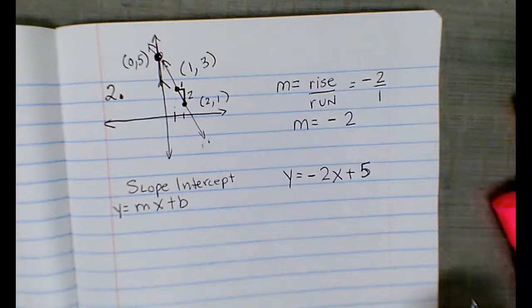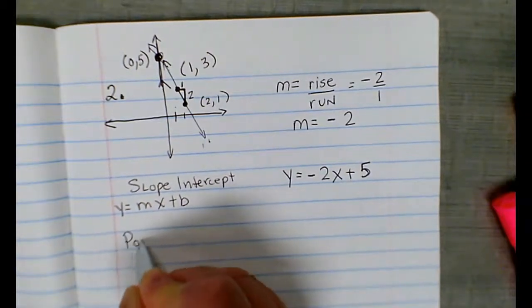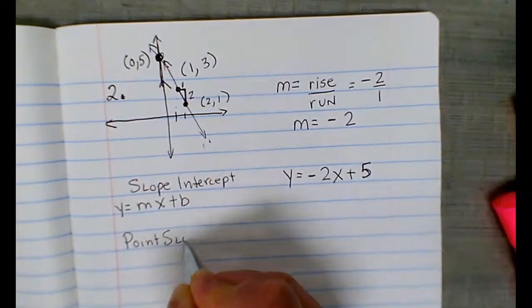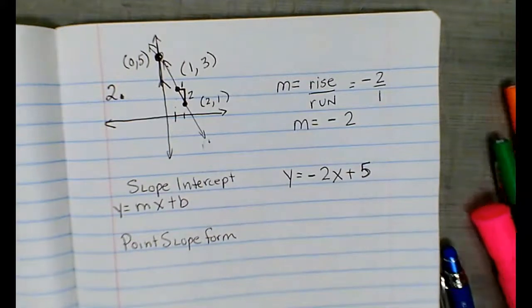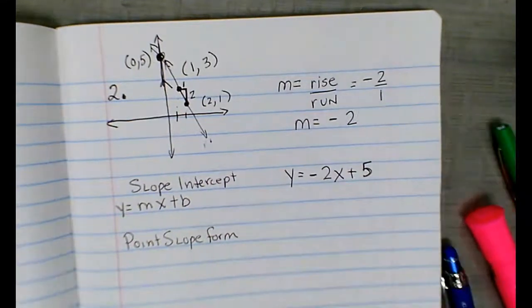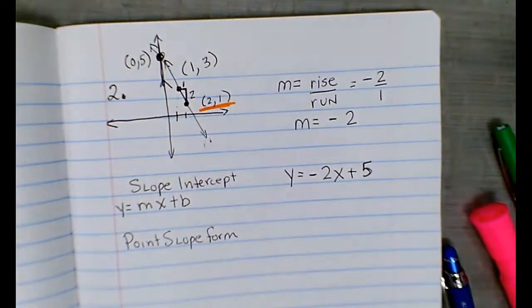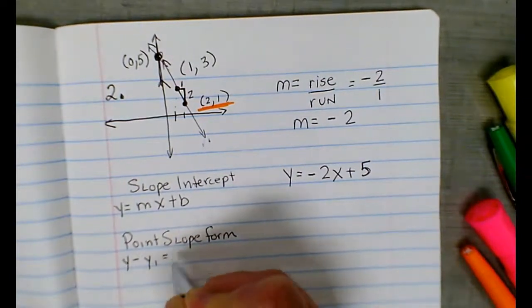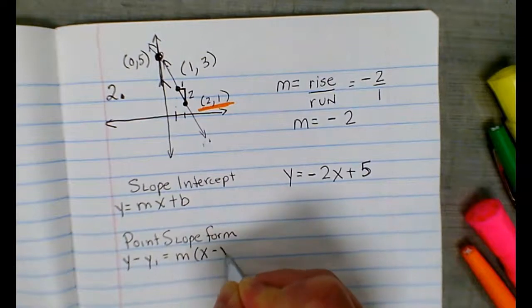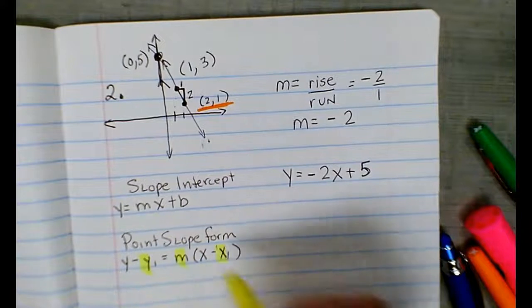If you had a better piece of graph paper, it would be easier to tell. Then, can I change it to point slope form? I actually have several points I could use. I'm going to tell you to use this point in point slope form. y minus y1 equals m times (x minus x1), and we're going to fill in this, this, and this.